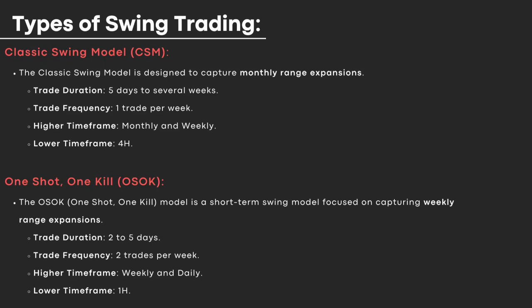Both the classic swing model and the one shot, one kill model are solid strategies or approaches to swing trading. And you need to remember that it's not about which one's better, it's about which approach fits your trading style and your goals as a trader. If you're all about patience in the long game, then CSM is your go to approach. But if you want quicker trades with more frequent opportunities, like most of us, then the one shot, one kill model is going to be the best approach for you.